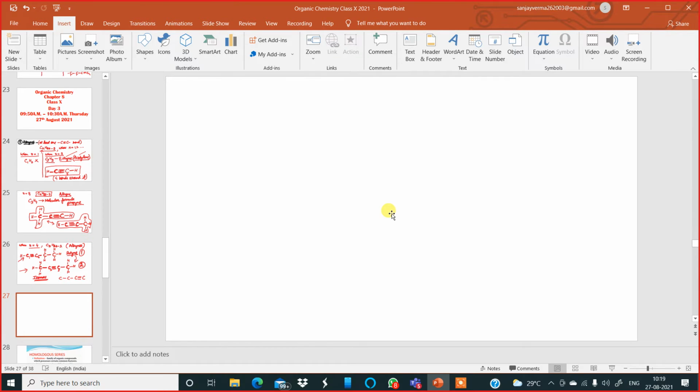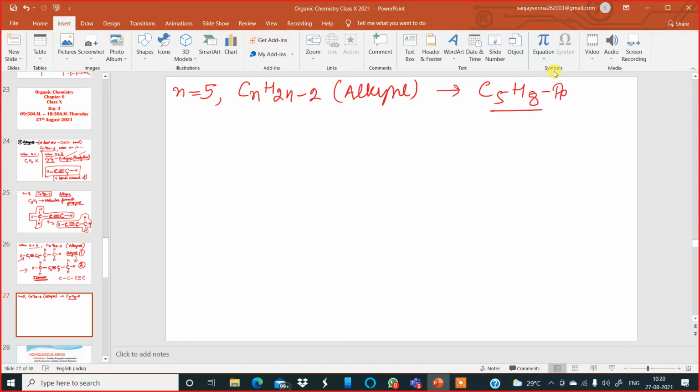Okay, now let us take one more example for n is equal to 5. Put this value of n equal to 5 in this formula, CnH2n minus 2. This is also a general formula of alkyne. I will get the molecular formula C5H how much? 5 times 2 is 10, minus 2 is 8. Very good. So C5H8 is the molecular formula for pentyne. Am I clear?